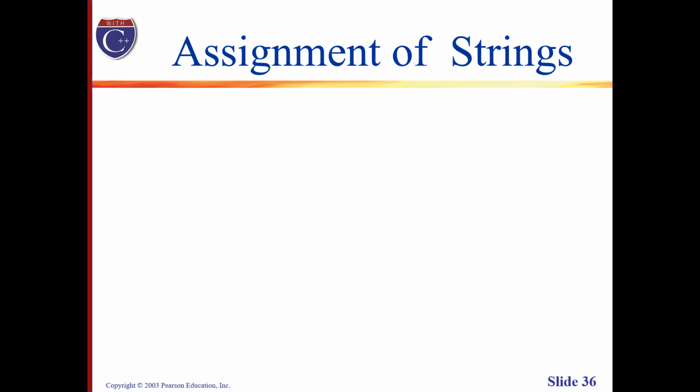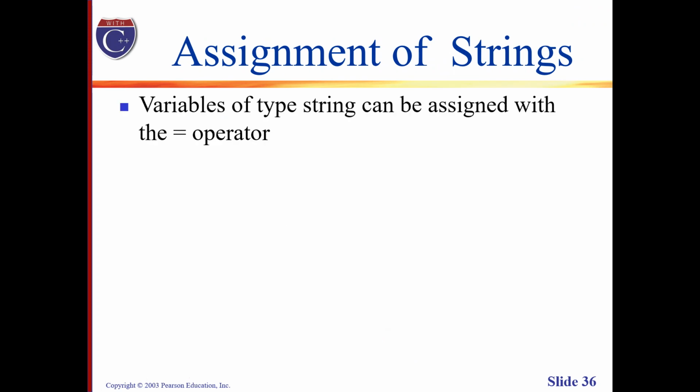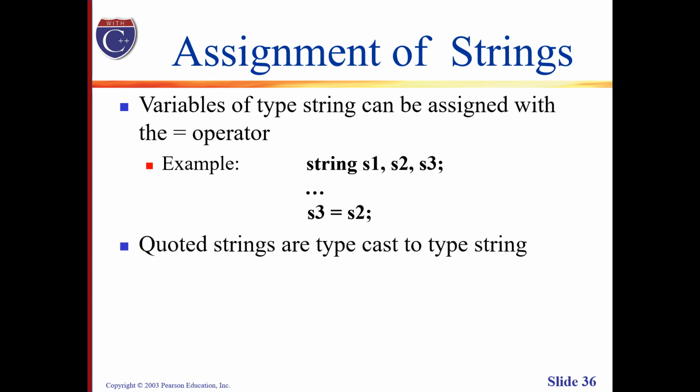Now, how do we do assignment of strings? Variables of type string can be assigned with the assignment operator, just like what we do with numeric data types. For example, we declare the following string data types, and we can simply assign one variable to another. Also, quoted strings are typecast to type string. For example, we have the following declaration and initialization of a string variable.